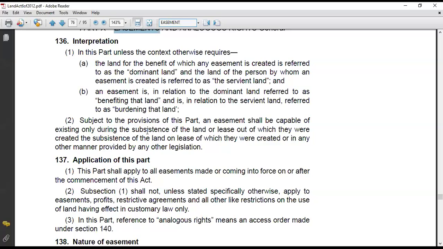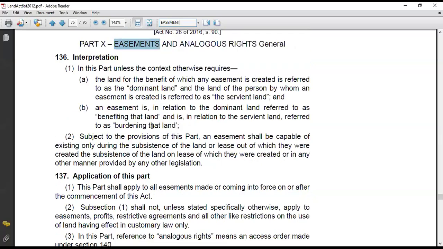That's why I'm telling you, in these exams you must understand these acts very well. That is the secret of searching. In this part, unless the context otherwise requires, the land that benefits from any easement is called the dominant land, and the land over which an easement is created is called the subservient land. In relation to dominant land it is referred to as benefiting land, and in relation to subservient land it is referred to as burdened land.